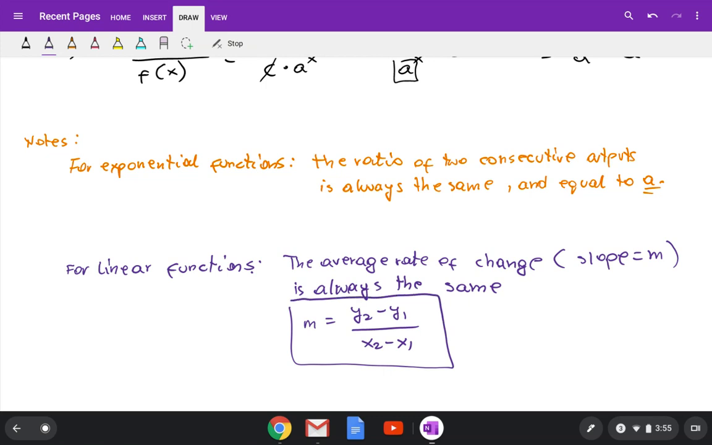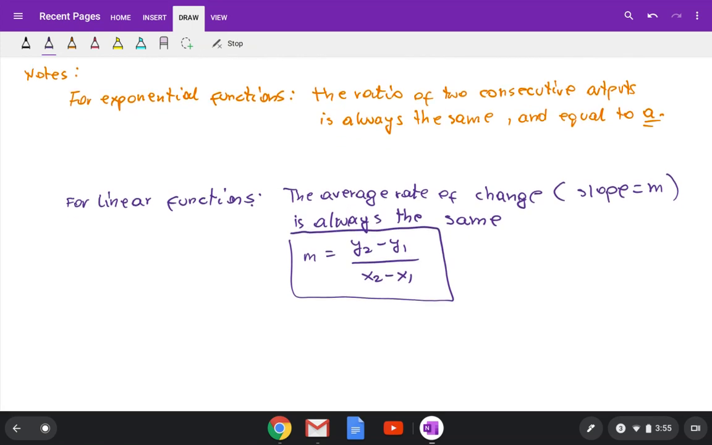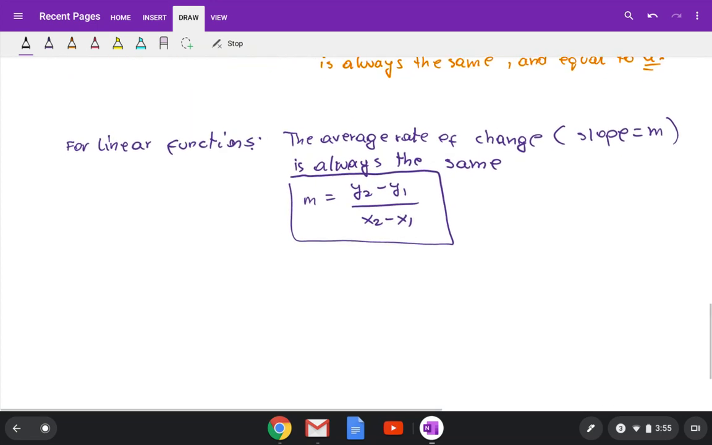Why am I reviewing this one? Because that's going to be something you will need to prove. You will need to show it in the next example. So I'm going to solve number 27 from page 435.